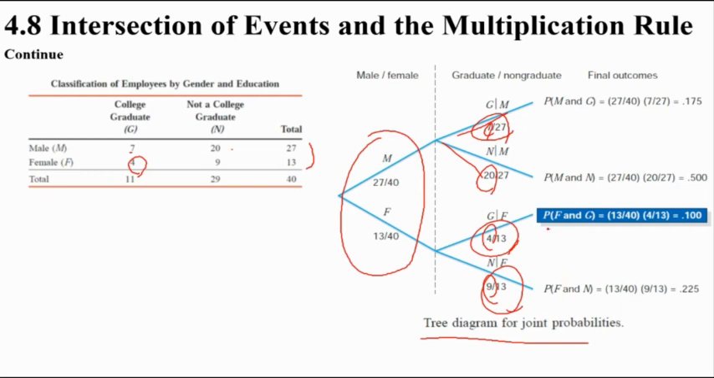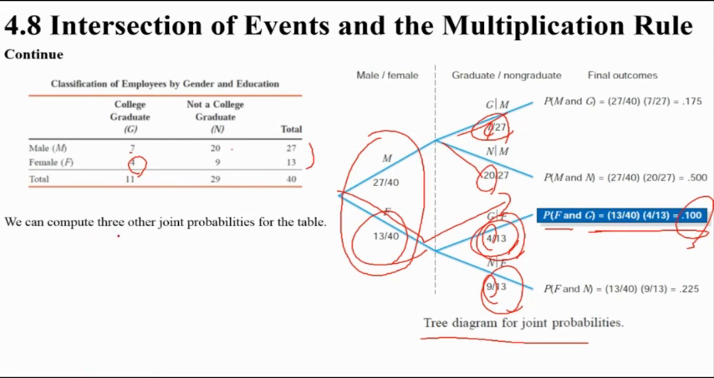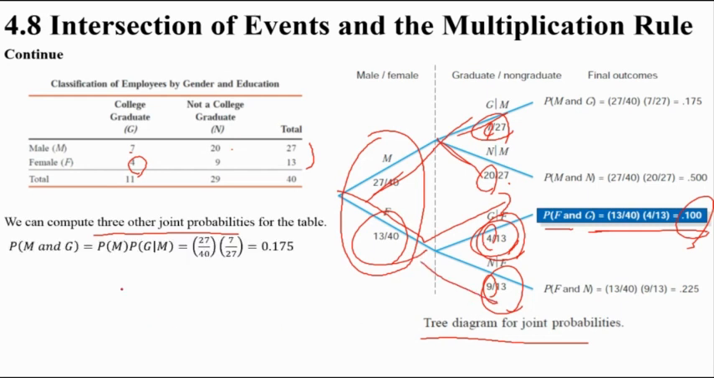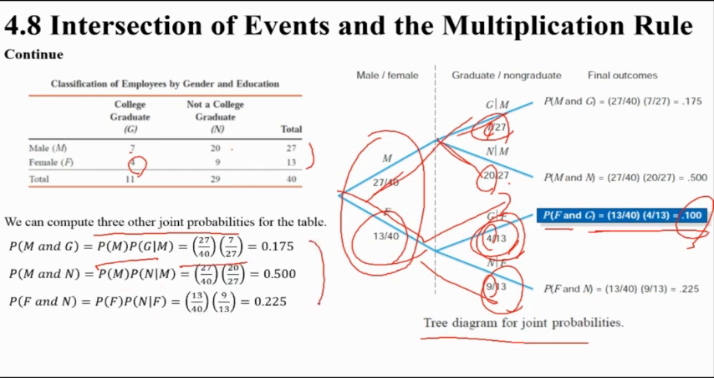So our question is female and graduate. We multiply this number with this number. Then we compute the three other joint groups: male graduate, male non-graduate, and female non-graduate, this way. So multiplication, and so on. Okay, you will get used to this way.